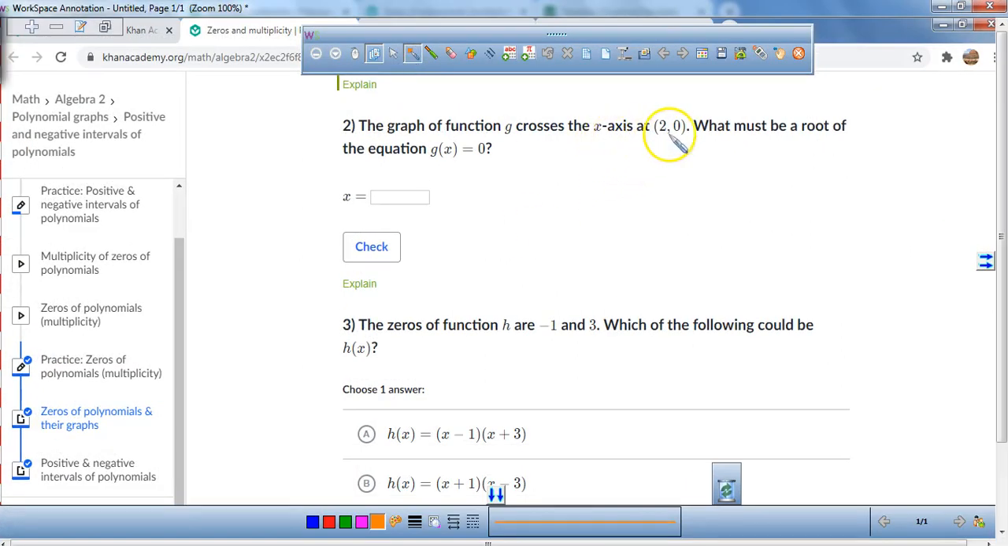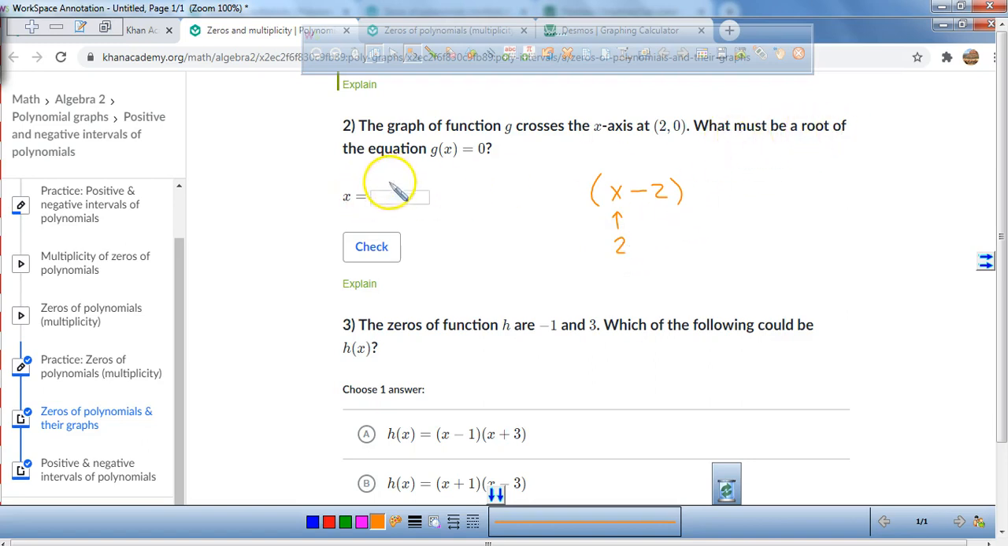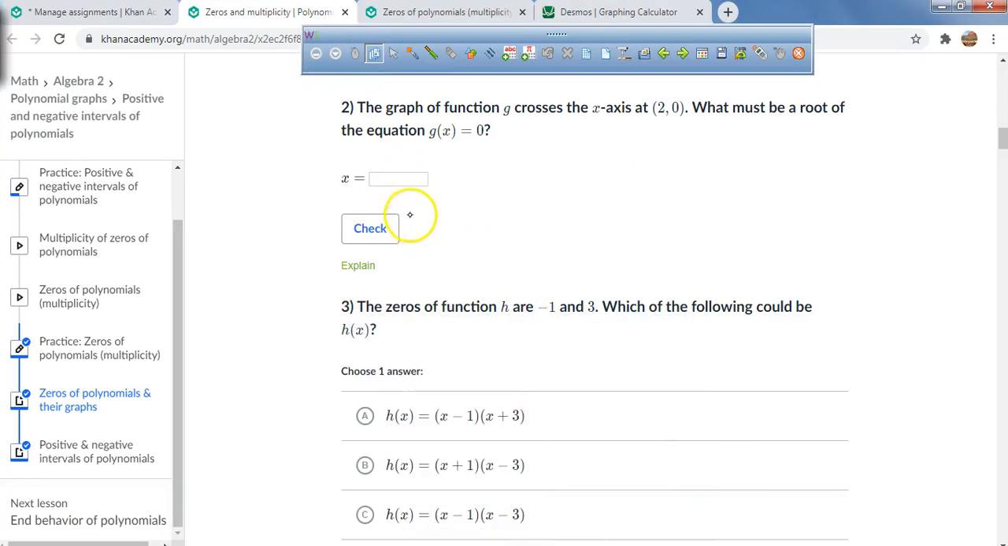So if it crosses the x-axis at (2, 0), that means it has a factor of x minus 2. And what number would you have to plug in there to make it equal to 0? You'd have to plug in a 2. So it says, what must a root of the equation be? Well, the root must be a 2. And that's what you're going to be typing in right here.